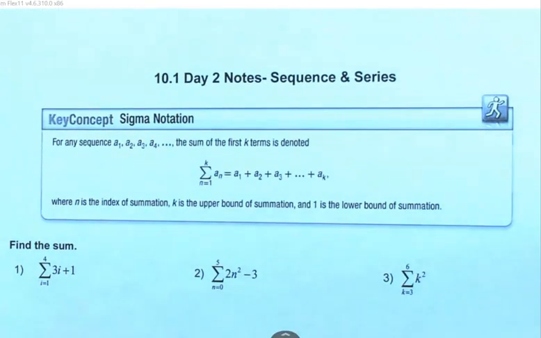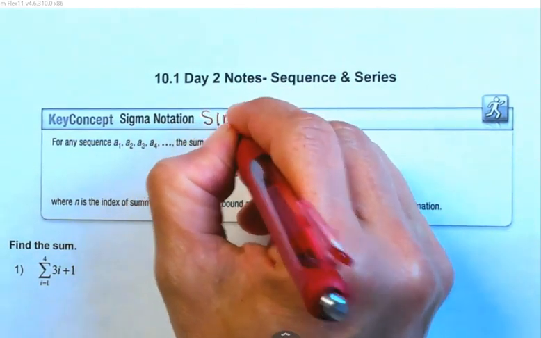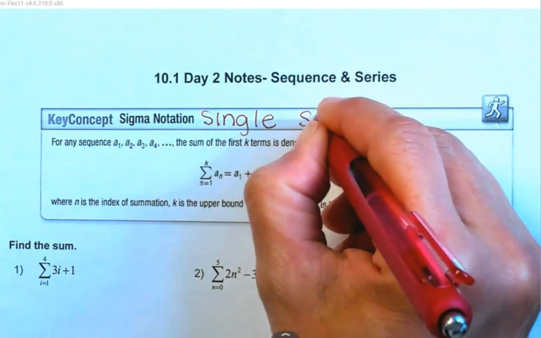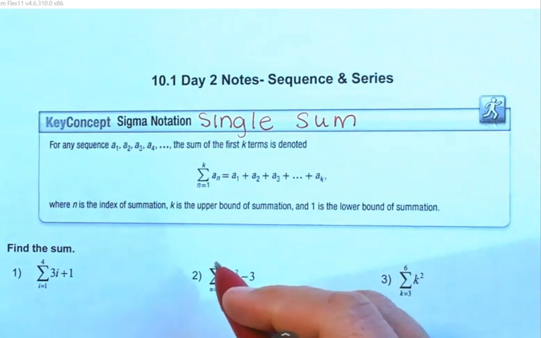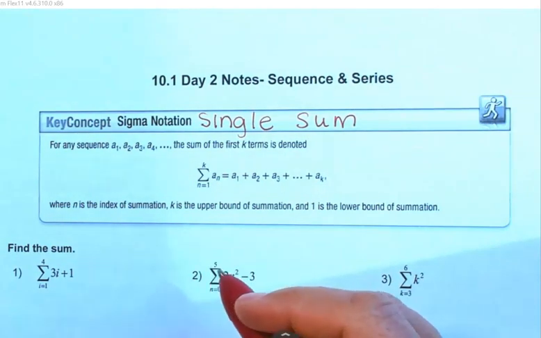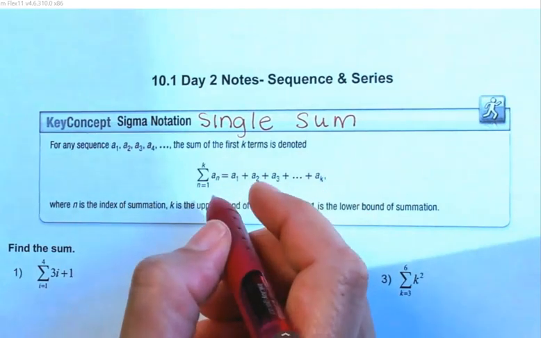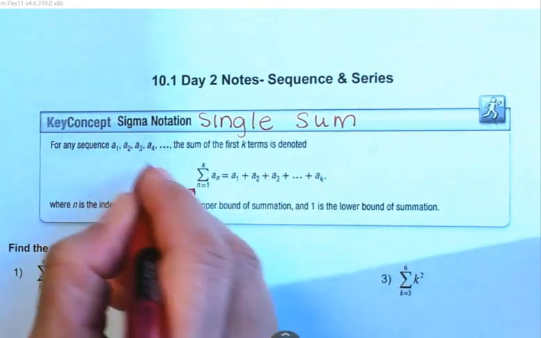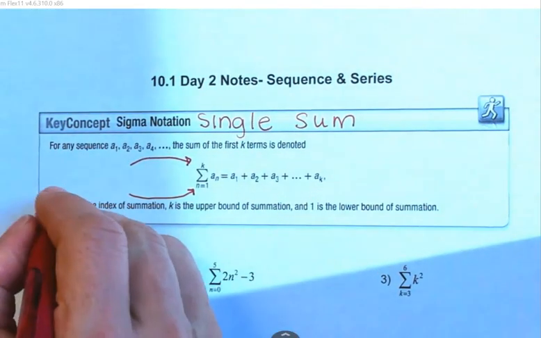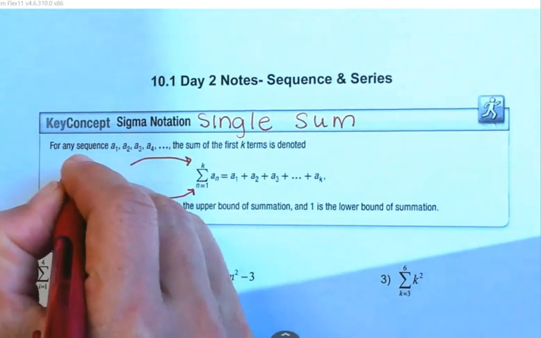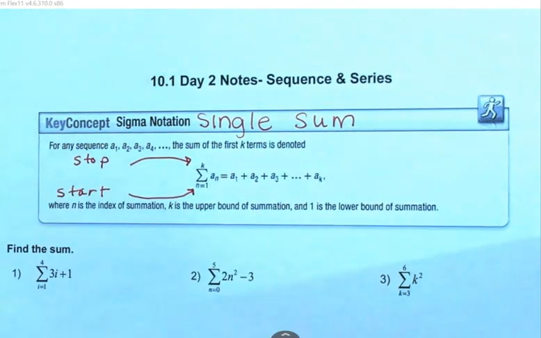With sigma notation, your answer is always going to be a single sum, a single number. That sigma symbol always means adding. That's like a universal addition sign. And we are going to add where it tells me to start and where it tells me to stop. The bottom number tells me where to start. The top number tells me where to stop. So it looks really crazy complicated, but it's not complicated at all.